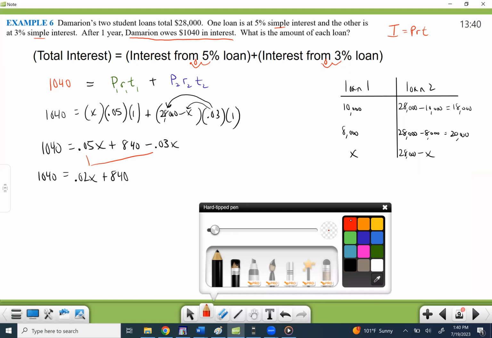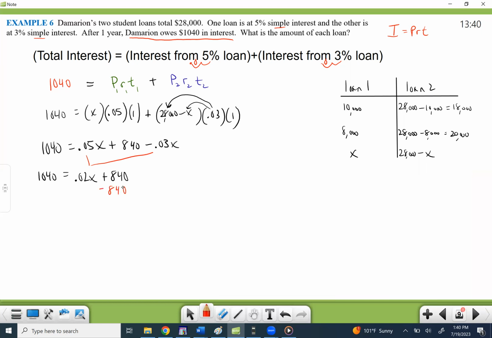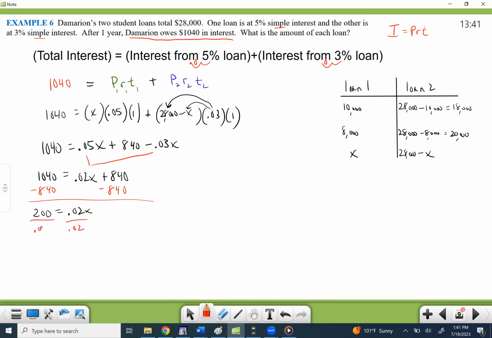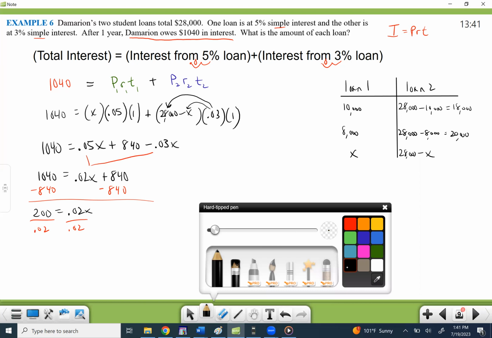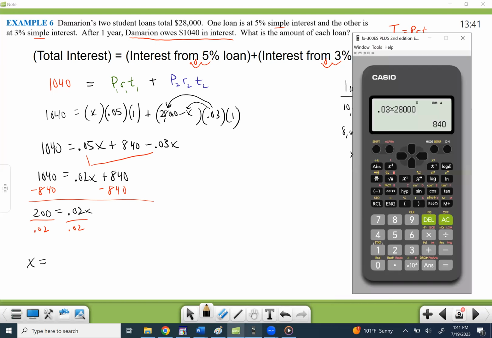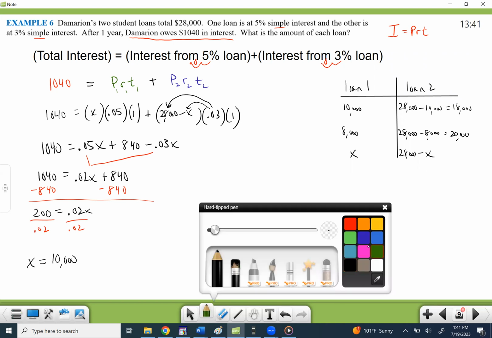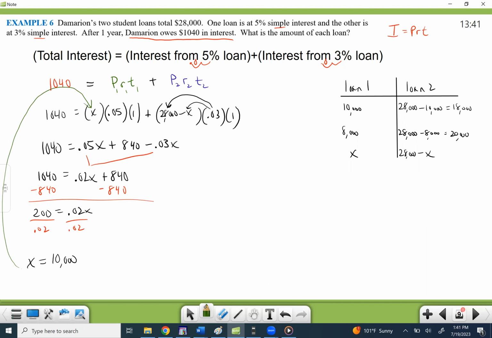All right, now the 0.02 is in front of the variable, so that's last. So let's get rid of the 840. So this should be 200. Divide by 0.02. You go to your calculator and you punch in 200 divided by 0.02. Get 10,000. So 10,000, that's how much he borrowed from the 5% loan. So let's put from 5% loan.